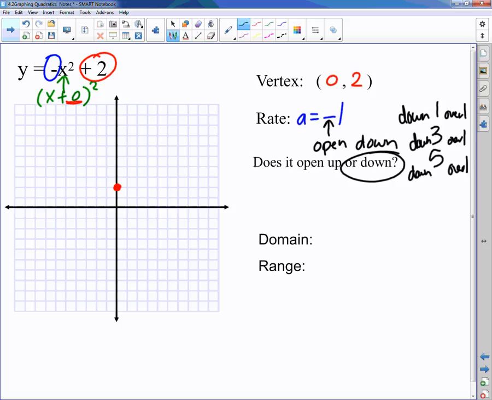So start at the vertex and just go down 1 over 1 in both directions. And then from that point, go down 3 over 1 in both directions, and down 1, 2, 3, 4, 5 over 1 in both directions. And you have this parabola.